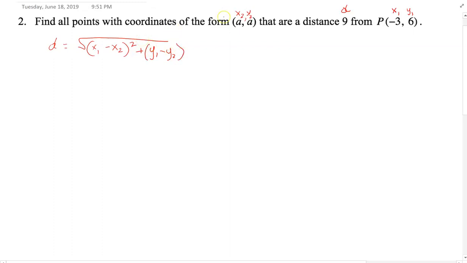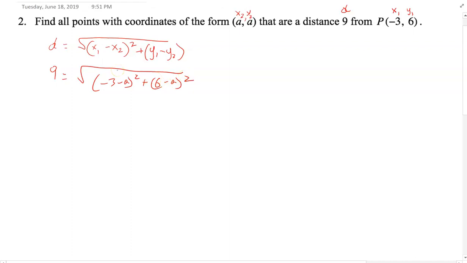This question is asking us to find all the points of the form (A, A) that are a distance of 9 from the point P (-3, 6). We've gone ahead and labeled -3 as x sub 1, 6 as y sub 1, A as x sub 2, and A as y sub 2. And we plug these into the distance formula. So 9 is equal to the radical of (-3 minus A) squared plus (6 minus A) squared.